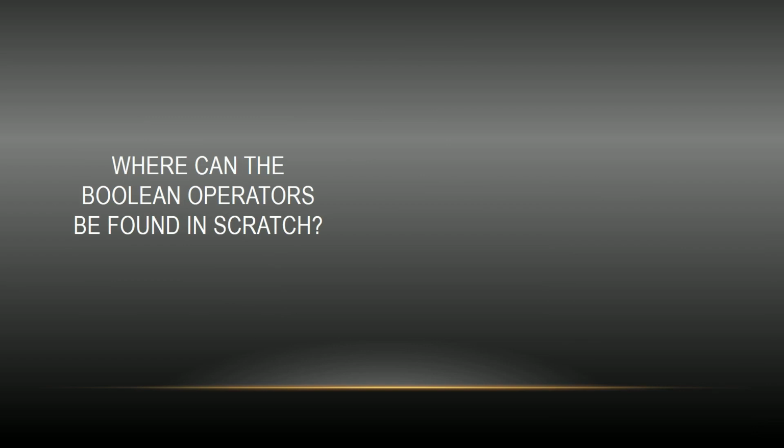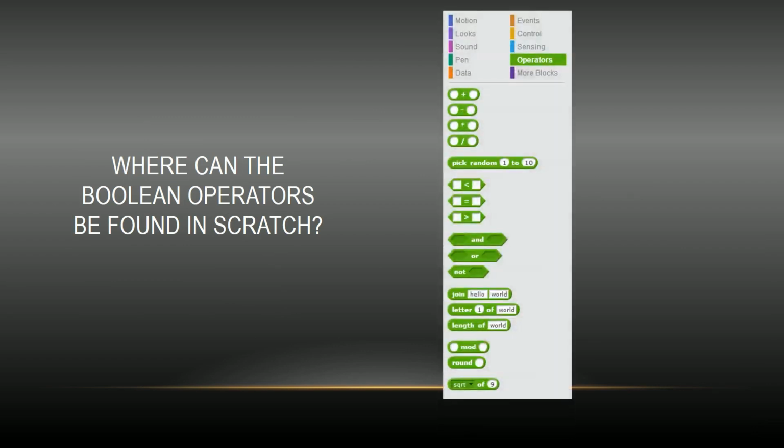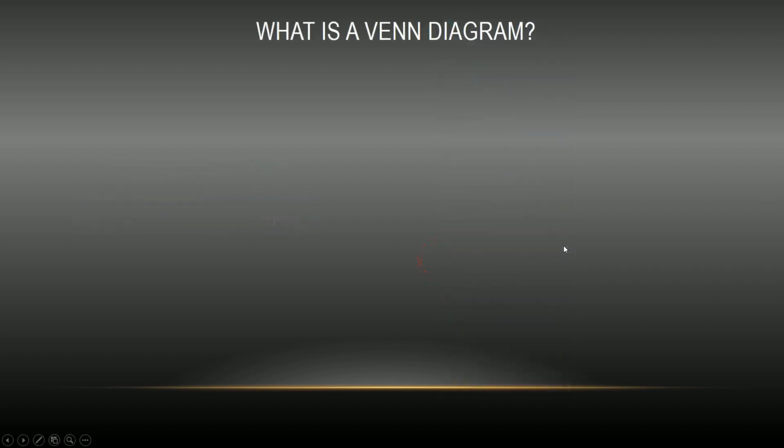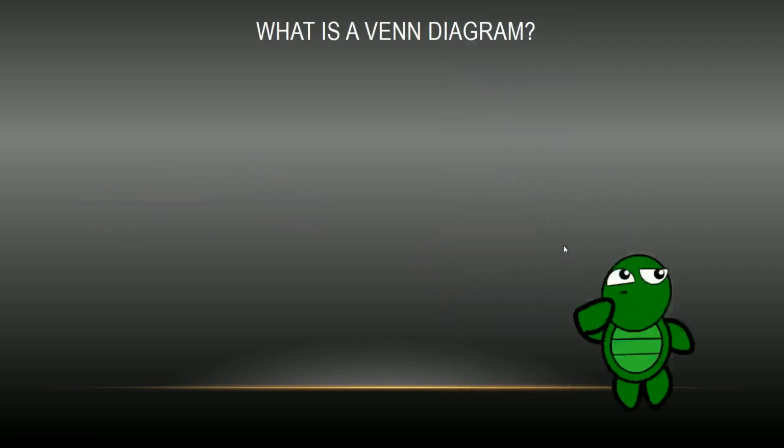Okay, so where can Boolean operators be found using Scratch? Simply under the green menu, and just down here in the middle where it's highlighted in red. Okay, so you basically place that in, and then you'll have true or false statements based in either of these blocks.